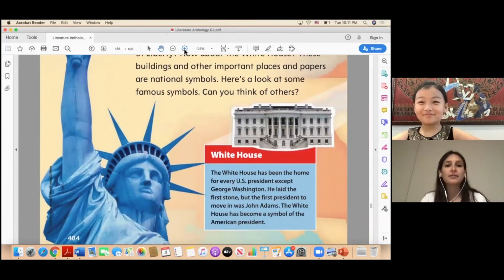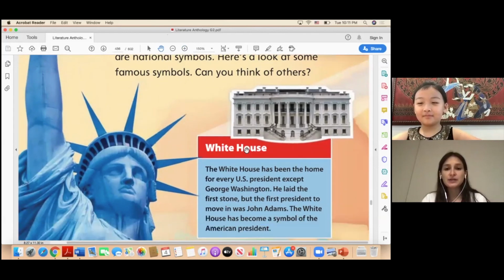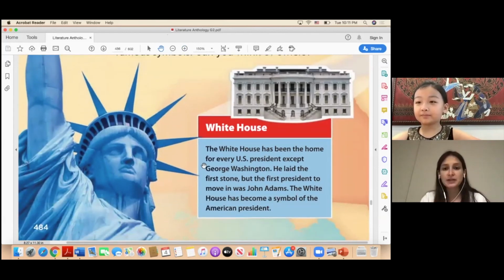Yeah, like free. Okay, so let's read this little box here about the White House. The White House has been the home of U.S. presidents except George Washington. He laid the first stone. But the first president to move in was John Adams. The White House became the symbol of American presidents.